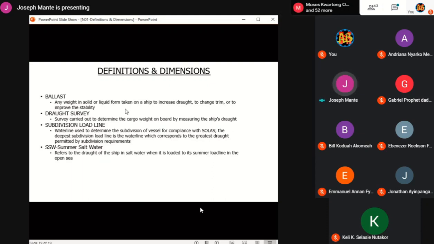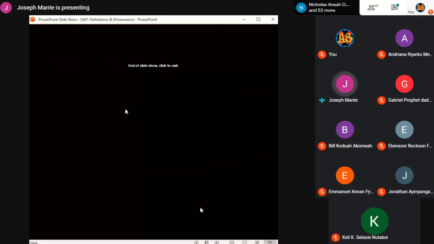Subdivision load line: a line used to determine the subdivision of a vessel for compliance with SOLAS. Then we have summer salt water, which refers to the draft of the ship in salt water when it is loaded to the summer load line in the open sea.